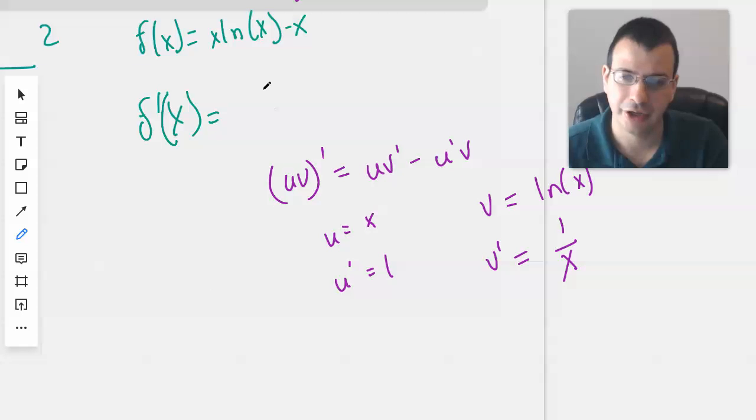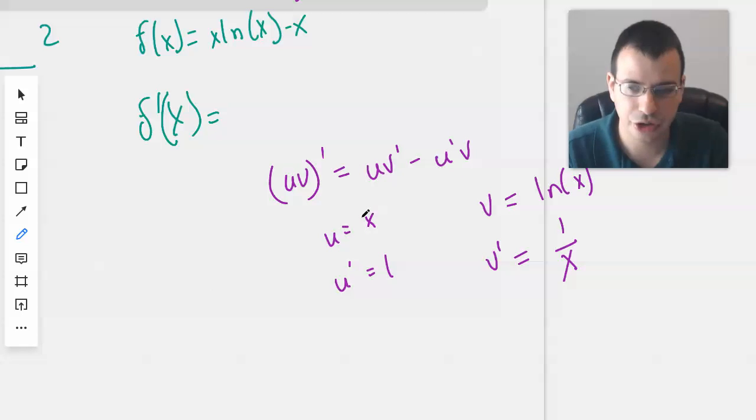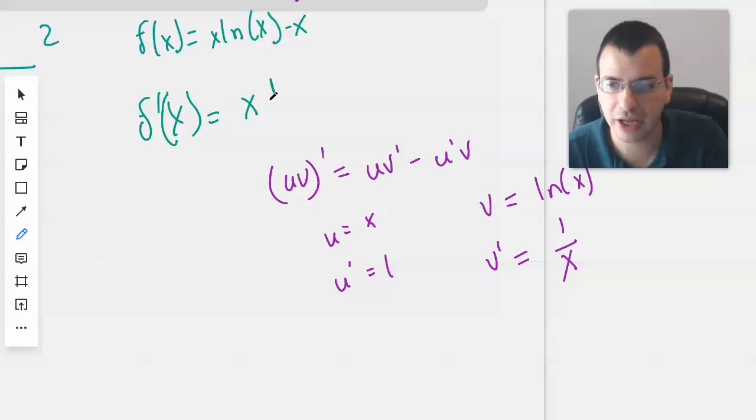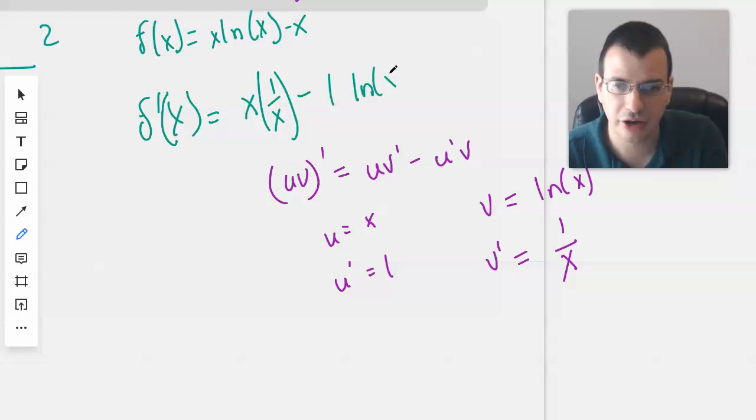Moving on. Trudging on. Soldiering on. Being tough. u is x. v prime, 1 over x. Ooh, interesting. Should have seen that coming. u prime, 1, v, natural log of x minus 1. And then that's just from there.